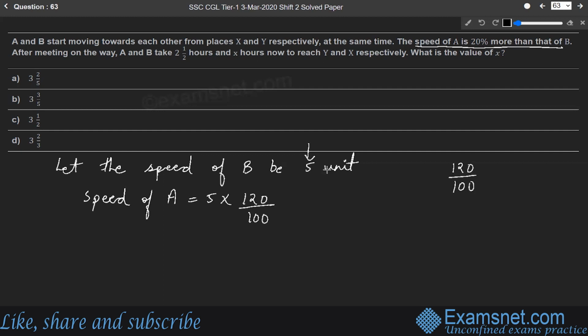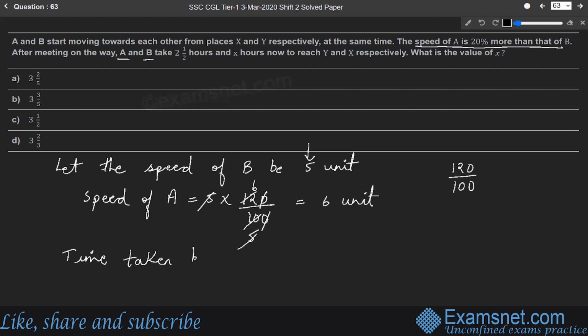Why 120 by 100? Because normally we take the whole value of anything as 100. If it is 20% more, it means 100 plus 20. So 120 by 100, since we are talking about the percentage. Okay. So that is why it is 5 into 120 by 100. Now, this 0 and 0 will be cancelled. This will be 6 and this will be 5. Again, 5 and 5 will be cancelled. So speed of A will be 6 units. All right. Now, we have the time taken by A and B. What is the time taken by A?